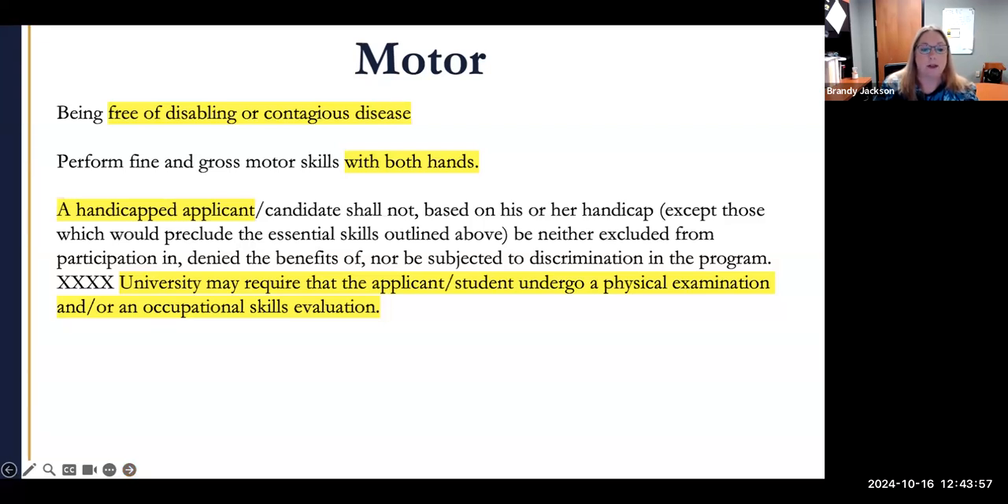This is a function of historical, outdated, and harmful language being used. If you see the term handicap, please remove it from your technical standards. Finally, there are laws that require you to treat all applicants and students the same. So the final section, university may require the applicant or student to undergo a physical exam and/or occupational skills evaluation. If only done for the disabled student, this is not in keeping with best practice.